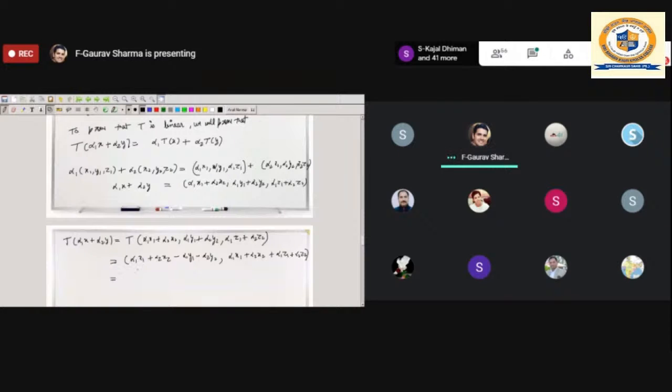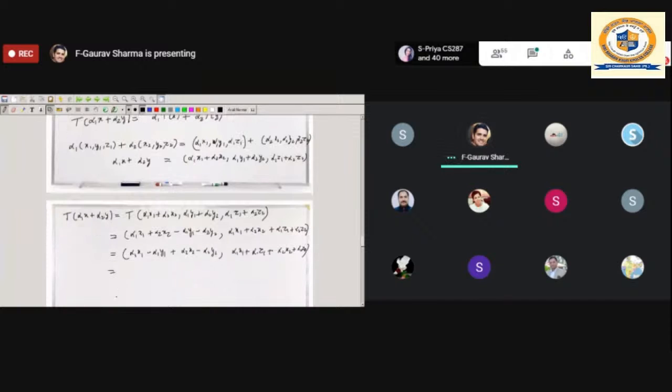So now I will combine the 1 1 and 2 2 terms separately. Alpha 1 x1 minus alpha 1 y1 plus alpha 2 x2 minus alpha 2 y2 comma alpha 1 x1 plus alpha 1 z1, alpha 2 x2 plus alpha 2 z2. Now what would be the next step? I want to separate this alpha 1 and alpha 2.